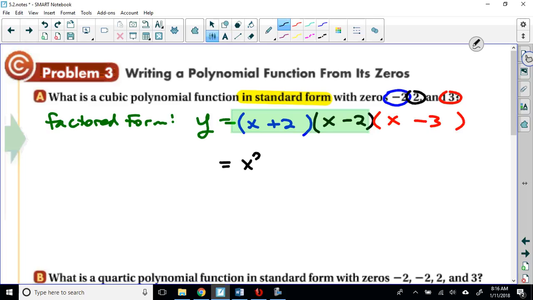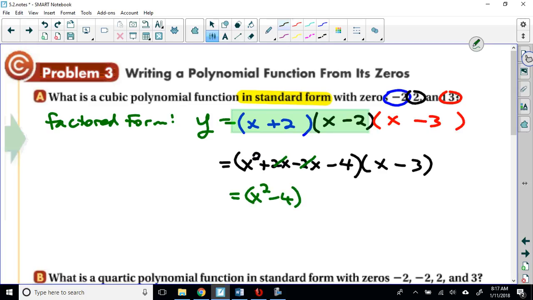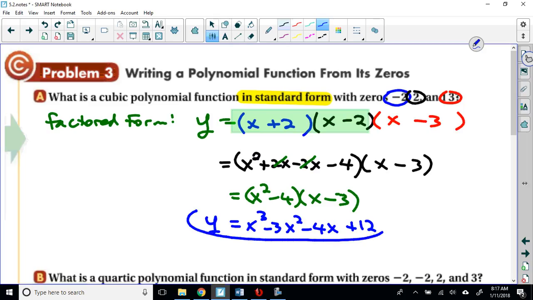So this is going to be x squared plus 2x minus 4 times x minus 3. Hey, wait a minute. What happens with that plus 2x and minus 2x in the middle of that one expression? They cancel. That's kind of cool. So that's x squared minus 4 times x minus 3. And again, our social studies teacher down the hall knows what's up. FOIL method. So this is going to be x cubed minus 3x squared minus 4x plus 12. And that's what y equals. And that's the way the cookie crumbles.